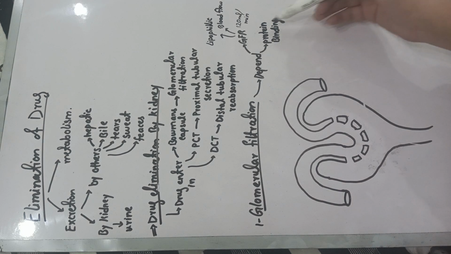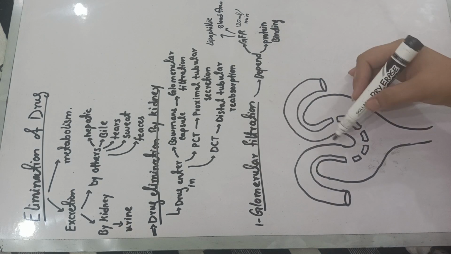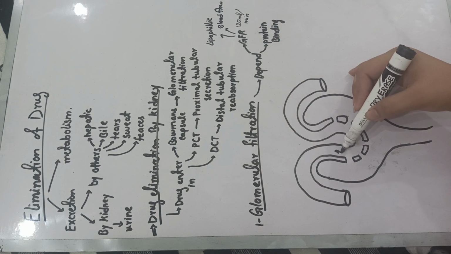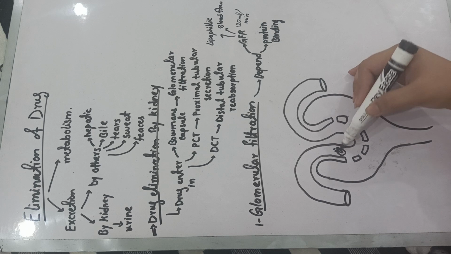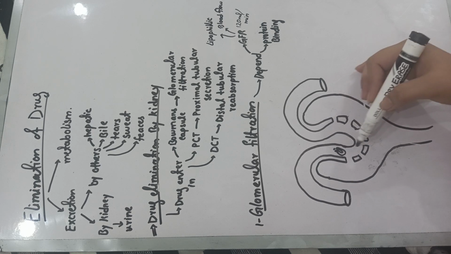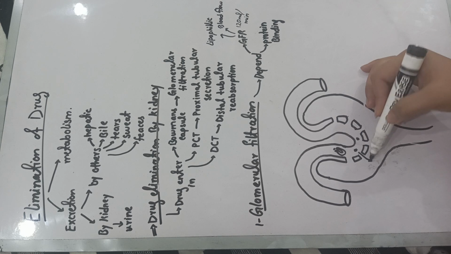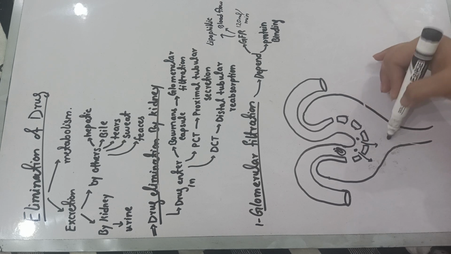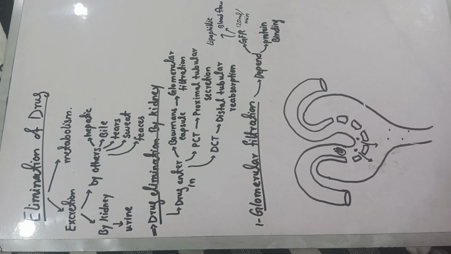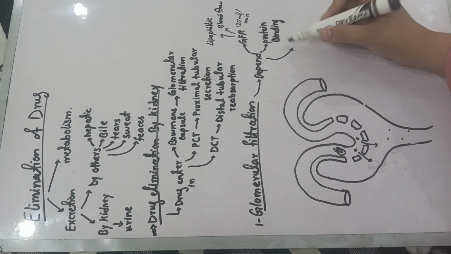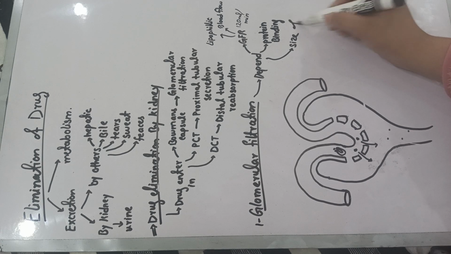Last is the protein binding. The more the drug is protein or albumin bound, the more difficult it will be to release because of the larger size. When the drug is in the free form, it can easily cross through the slits and move into the nephron, and then it will be excreted out of your body. So this was the first process, glomerular filtration. And the size of the drug also depends on it. So you can say the size of the drug.